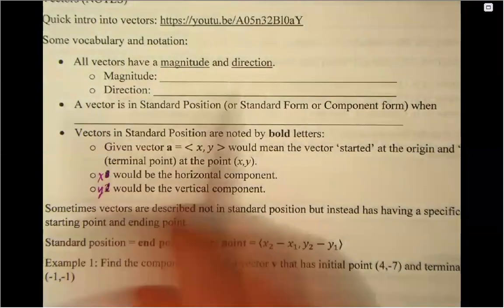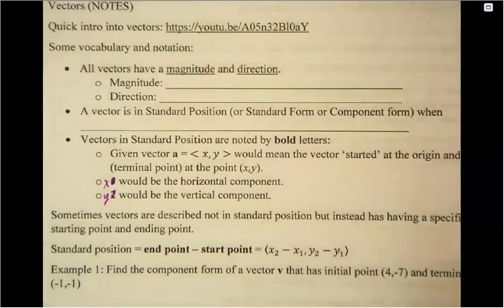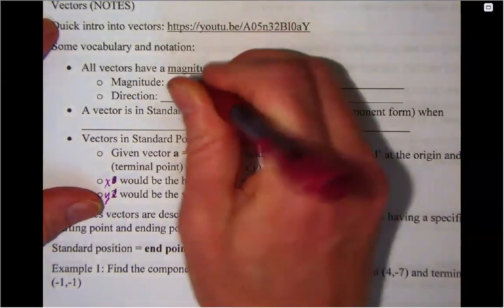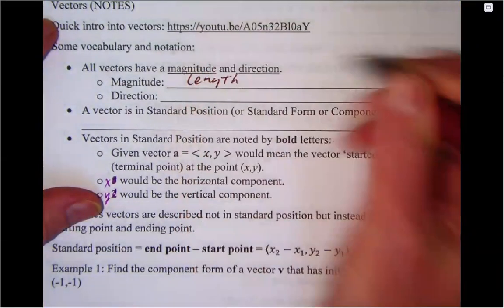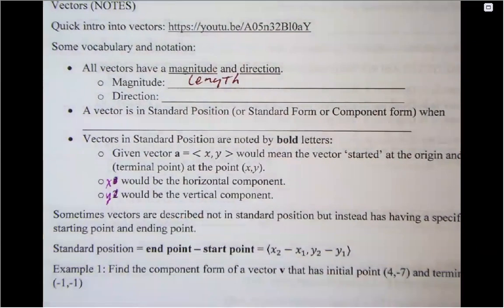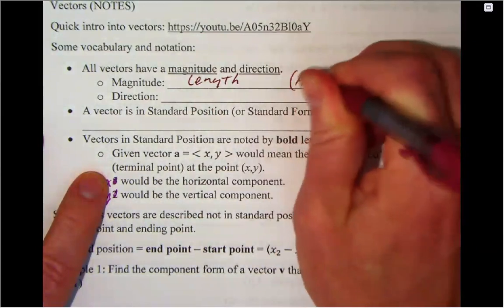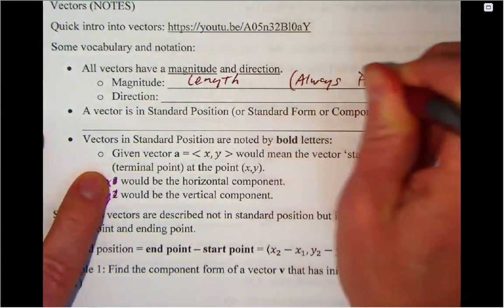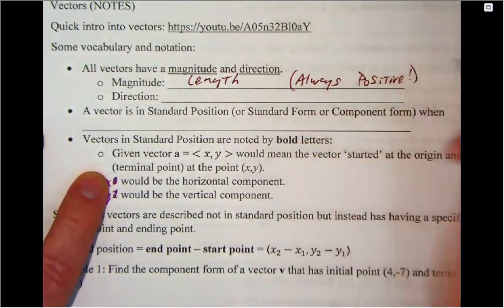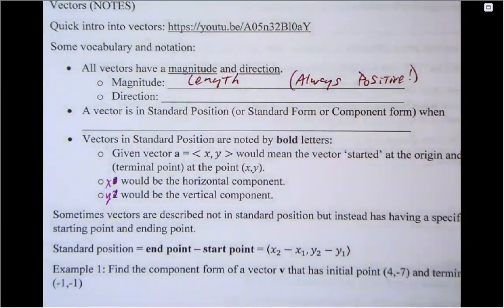So all vectors have a magnitude and a direction. Magnitude is just the length. It's just a fancy word for length, but we always use magnitude, so it's nothing more than what the length is. Do remember, as we start finding it, it's always positive. You might see some weird questions sometimes where you can talk about a negative magnitude vector, but it's really just a vector in the opposite direction. So magnitude, for the most part, is always going to be positive.